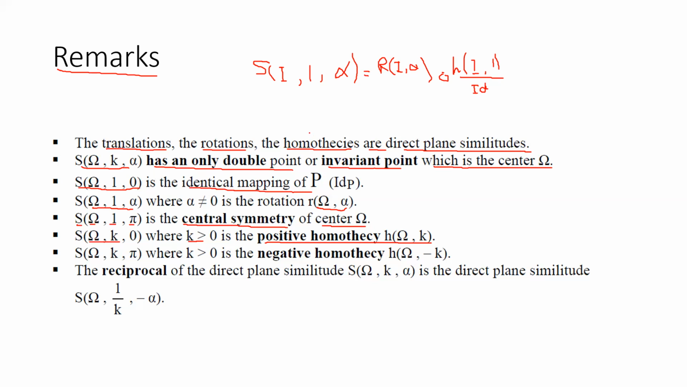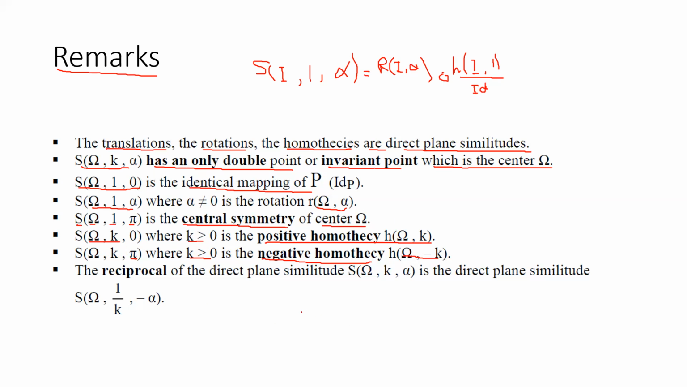Now S with ratio K and angle pi, 180 degrees, and K positive, we have a negative dilation H omega minus K. Right.